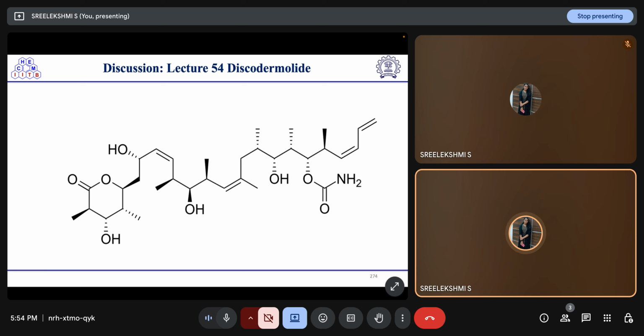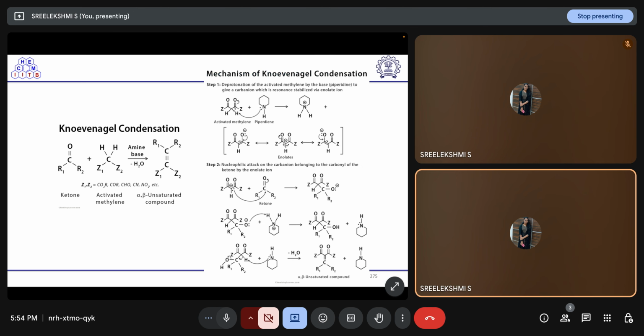So that was about the week 11 lecture contents. Now we will see the mechanism of some of this Knoevenagel condensation. So Knoevenagel condensation is basically the reaction of this ketone with an activated methylene compound in the presence of an amine base. An alpha beta unsaturated compound is forming.